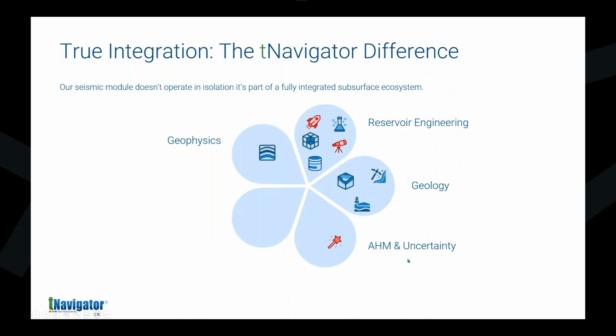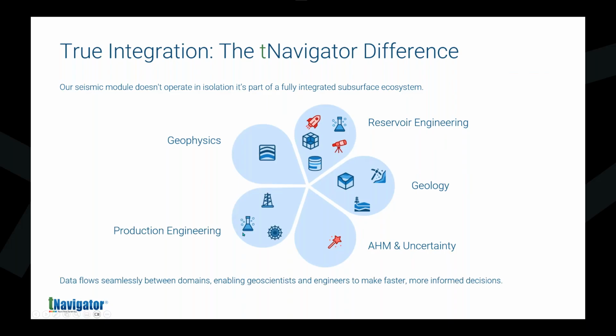We can optimize everything with our uncertainty engine, production engineer. But the most important bit is that the data will be flowing seamlessly between domains, so everyone can just work under one roof and make better decisions and faster. So that's the true power of TNAV, the integration.